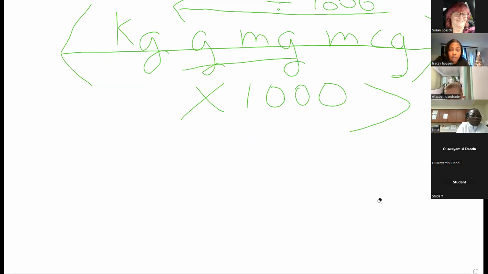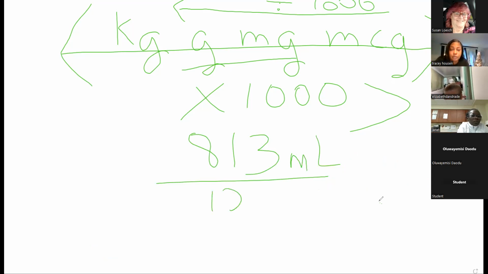First thing we're going to do is take our total volume, which is 813, and divide it by the rate that it's running per hour, which is 125, and that's going to tell us how many hours it's running. 6.5 hours. Everybody good with that? 6.5 hours.